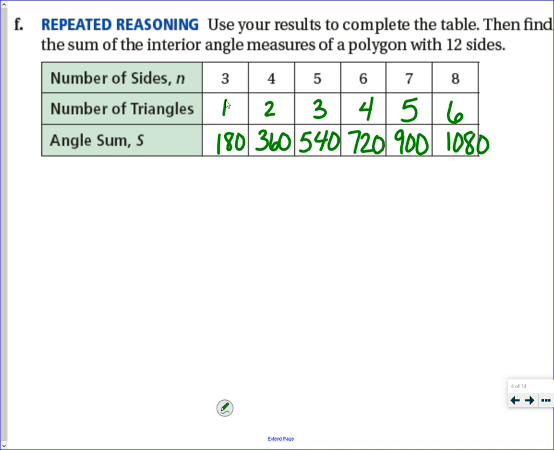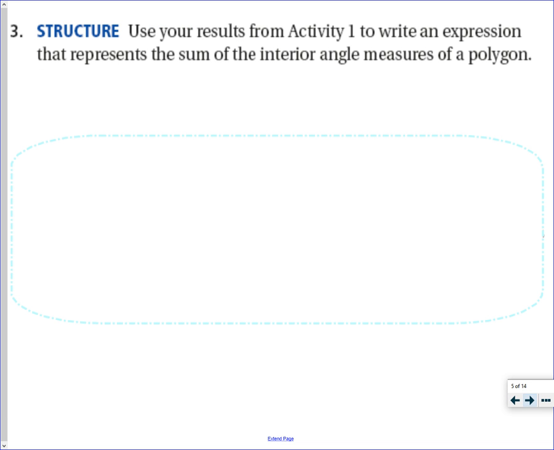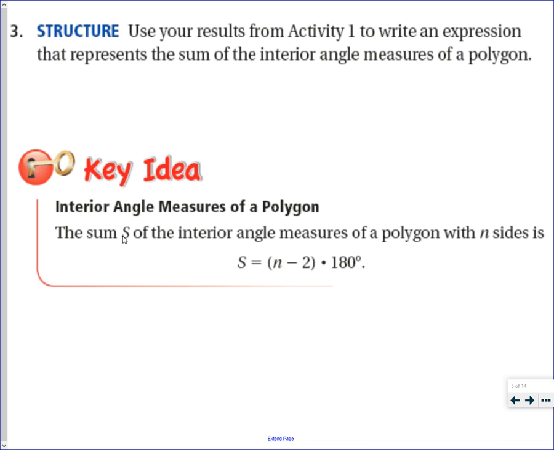So continuing this pattern without finishing up a table, if I had 12 sides, I would have 10 triangles: the number of sides minus 2, times 180 degrees in each triangle. So if I had 12 sides, I would have 12 minus 2, which is 10, times 180, which is 1800 degrees. So we have a rule for this, which is what I just wrote. That capital S stands for the sum of the interior angles, and n is however many sides you have. So if I take the number of sides minus 2, that would tell me how many triangles I could get, and there's 180 degrees in each triangle.